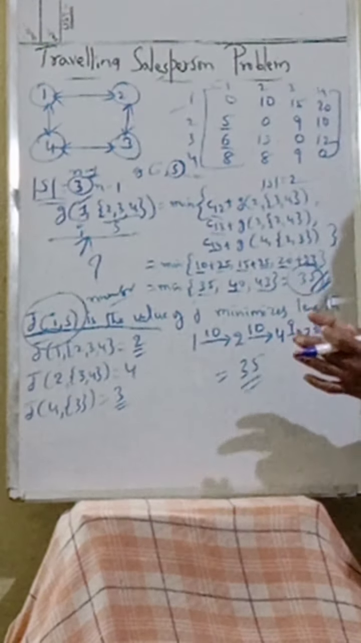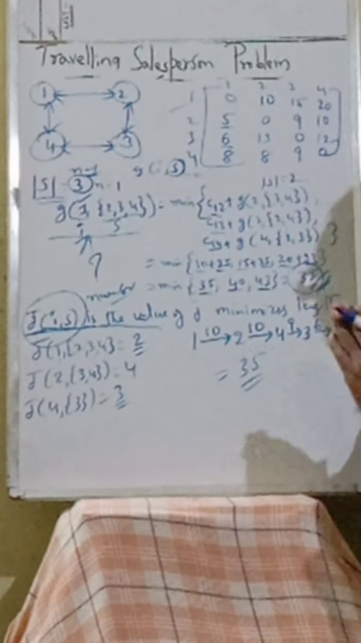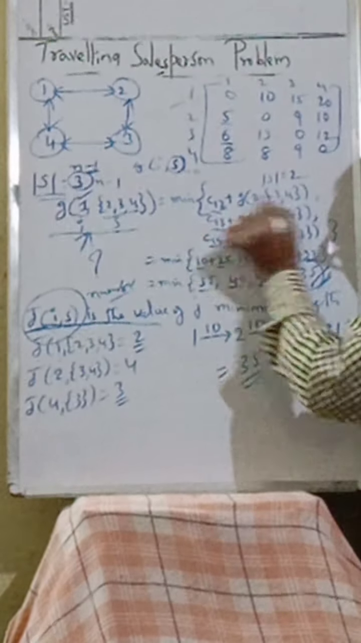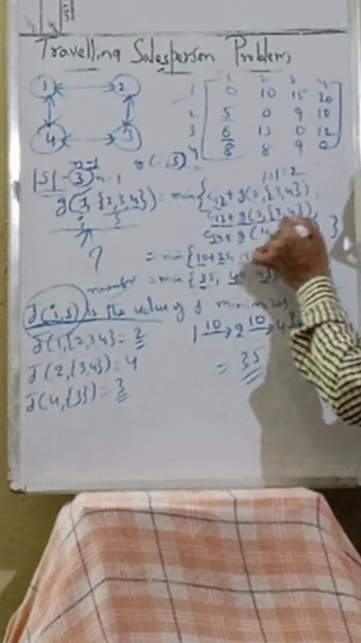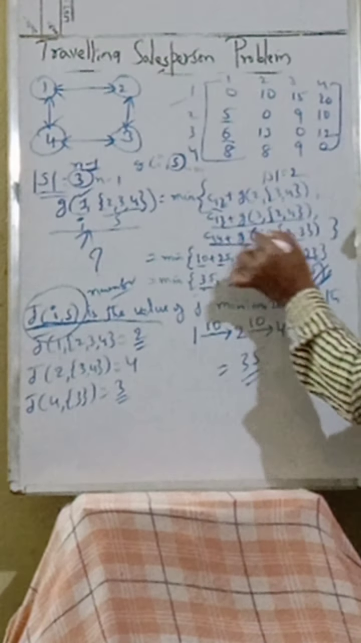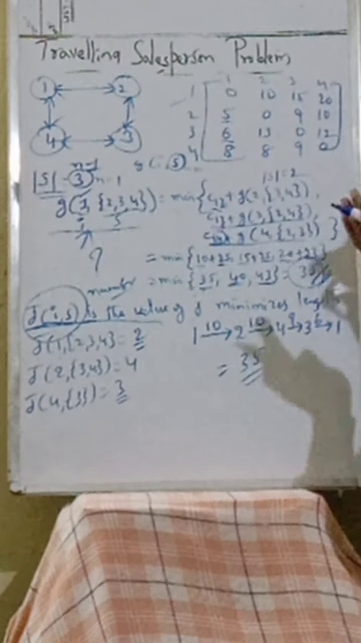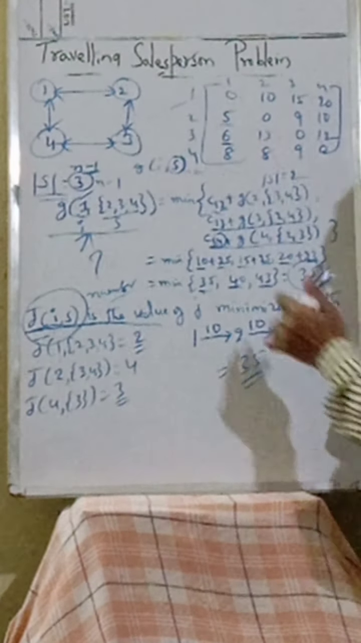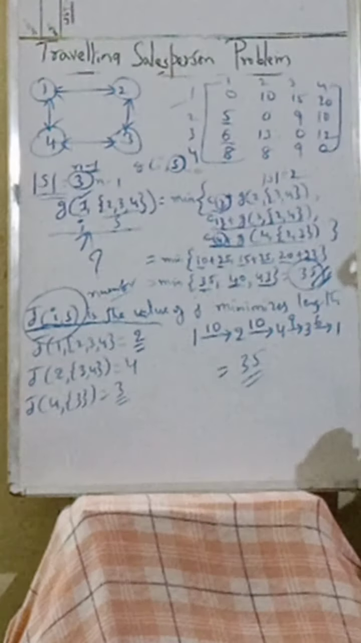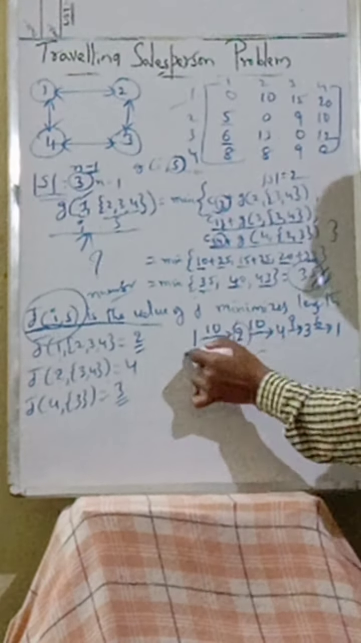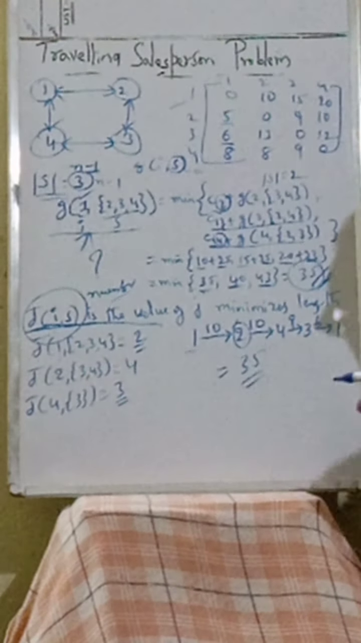So j of 1, 2, 3, 4 is the node number whose involvement is reducing the total path cost. See here we involved 2. From that we got 35. In the second expansion we involved 3. From that we got 40. And in the third expansion we involved j as 4. From this we got 43. Then which node's involvement is reducing the total path cost? Node 2's involvement is reducing the total path cost. That's why the immediate next node to be visited from 1 is 2.